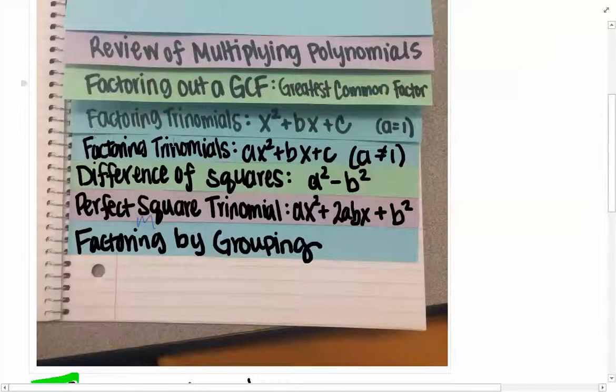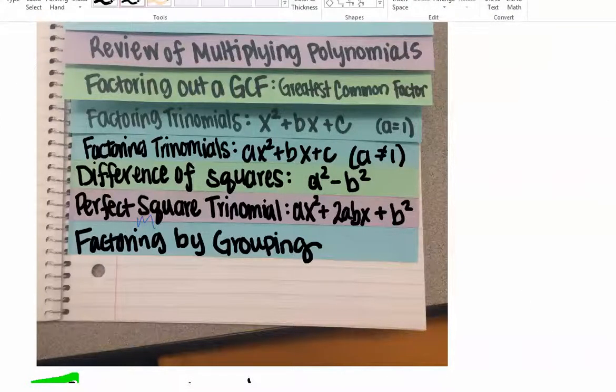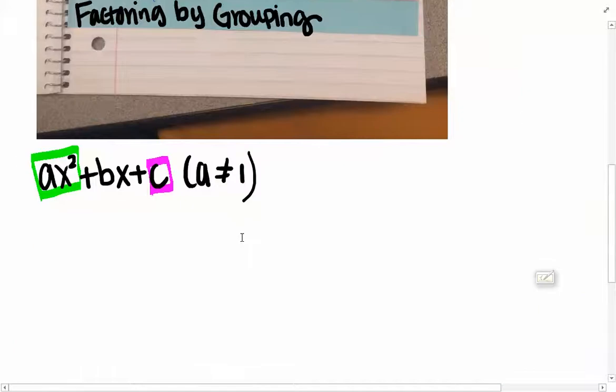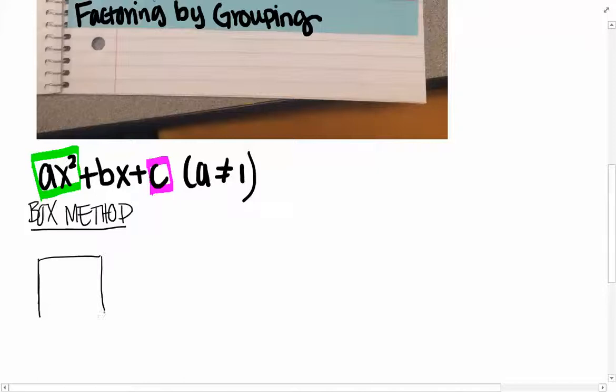So we're going to start with factoring trinomials, ax squared plus bx plus c, where a does not equal 1. And there's a lot of methods to doing this. So first, I'm going to show you the box method. Now, you may remember that I showed you how to FOIL with a box, something that looked like this. Well, we're going to factor with the box. Okay? So to begin with, you have to do a modified diamond.